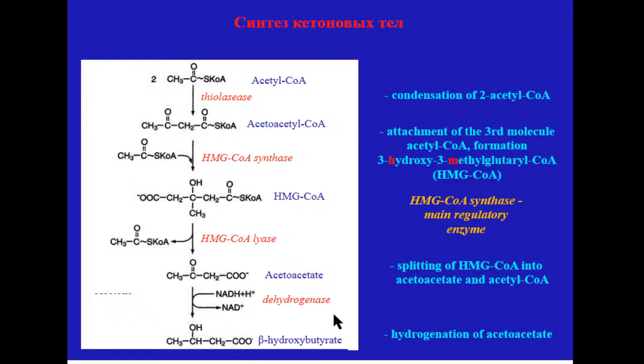Acetoacetate, by the action of beta hydroxybutyrate dehydrogenase, is easily converted to beta hydroxybutyrate. Dehydrogenation will be done as usual near the keto group, and from the keto group we will obtain a hydroxy group. So the solubility of this molecule is higher, and together with acetoacetate they both can go to the blood. Spontaneously in the blood, acetoacetate can be cut and produce acetone.